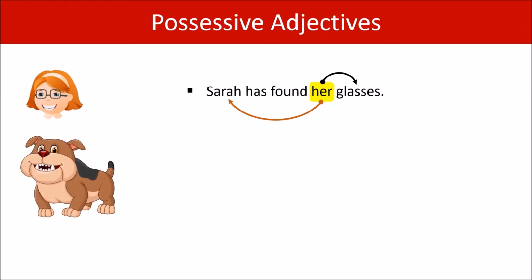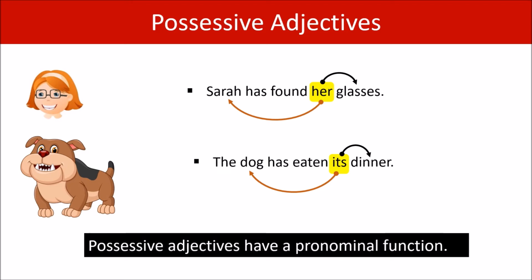Let's look at another example. The dog has eaten its dinner. Here we have the possessive adjective its modifying the noun dinner, but it's also representing the noun phrase the dog. That classifies it as a type of pronoun. Grammarians like to say that possessive adjectives have a pronominal function. And this is one of the main reasons that some grammarians insist that possessive adjectives are called possessive determiners, because they have a pronominal function and normal adjectives do not.